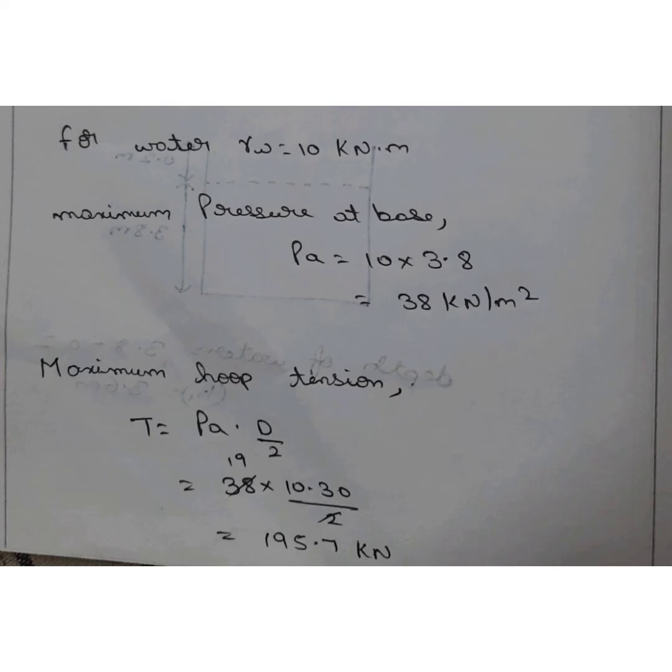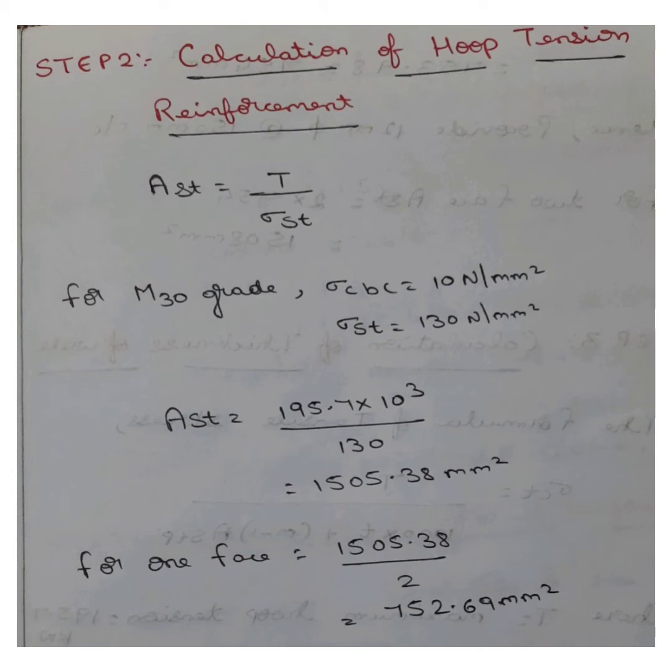For water stored, gamma W value equals 10 kN per meter cube. Now, maximum pressure at base Pa equals gamma W into depth of tank. Pa equals 10 into 3.8 equals 38 kN per meter square. Maximum hoop tension formula, T equals Pa into D by 2, equals 38 into 10.30 by 2. Hoop tension T equals 195.7 kN.